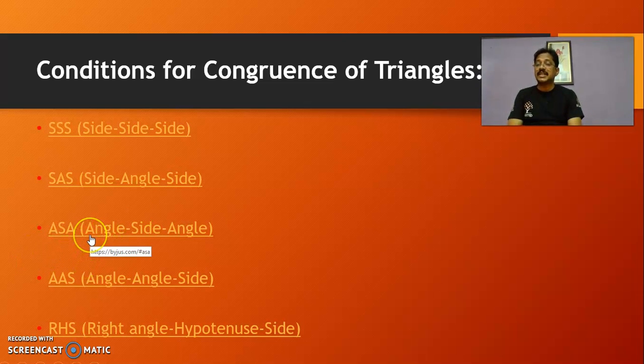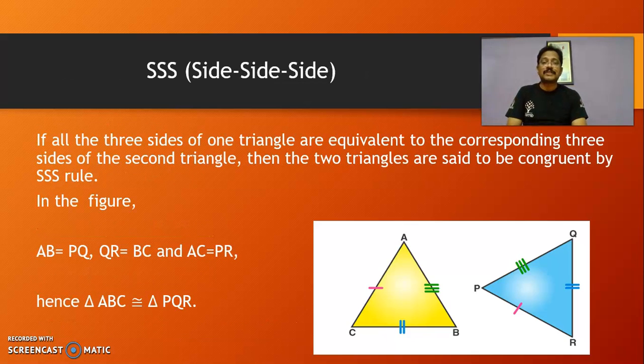Next one is ASA. Among all the angles, two angles and the included side are equal to the two angles and included side of the other triangle. That is called ASA. These two are for any kind of triangle, but another one is RHS, right angle, hypotenuse and side. This is exclusively for right triangles only.